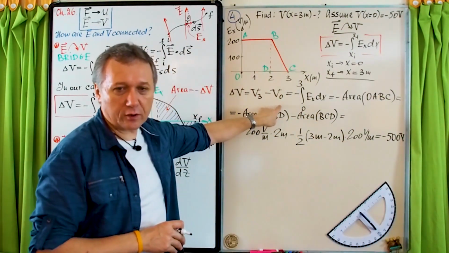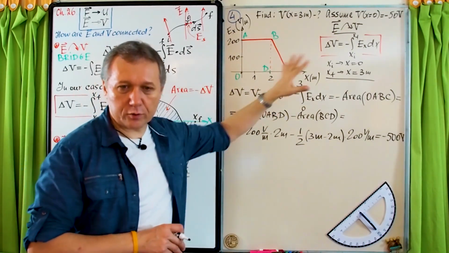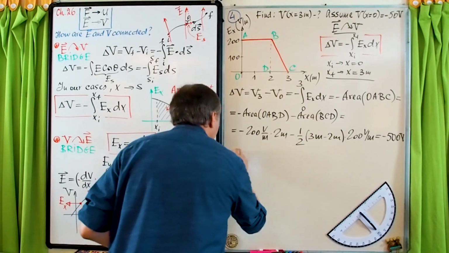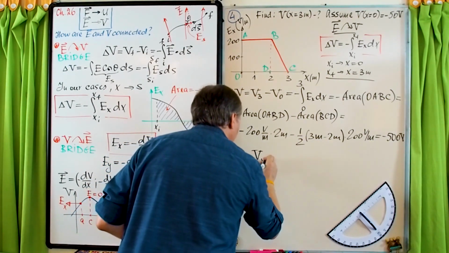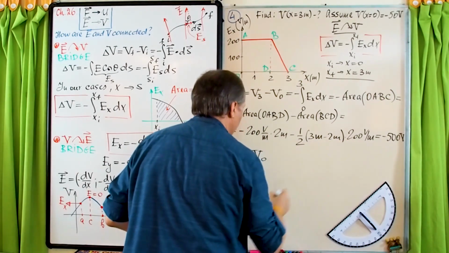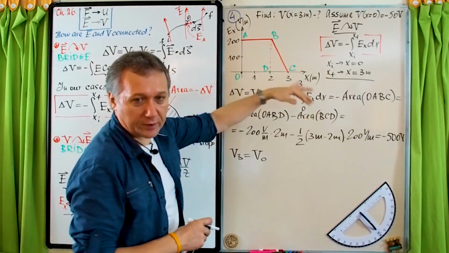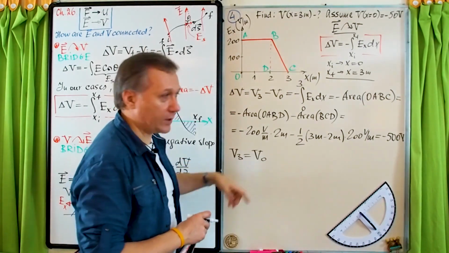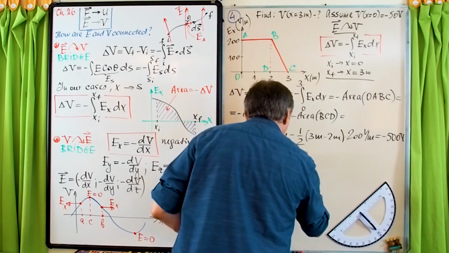We still have V naught on this side. So let's solve it for V3. V naught goes to that side, so V3 equals V naught, which had a minus, but when I move it to that side, it is with a plus, and what we calculated, minus 500 volts.